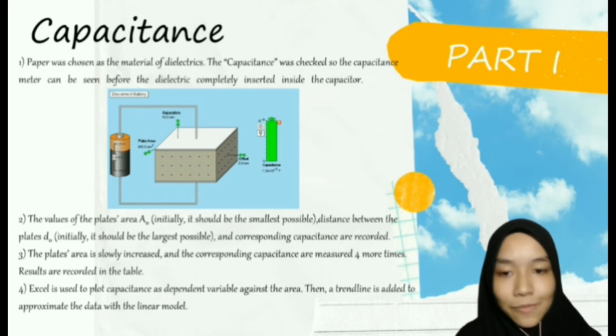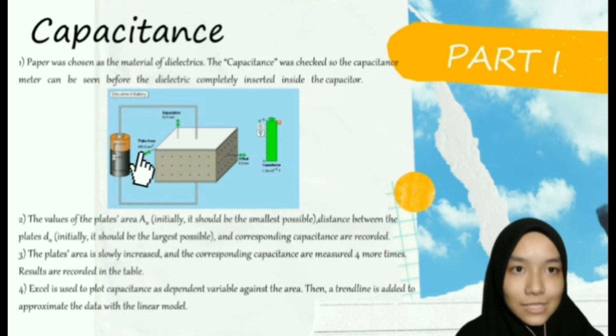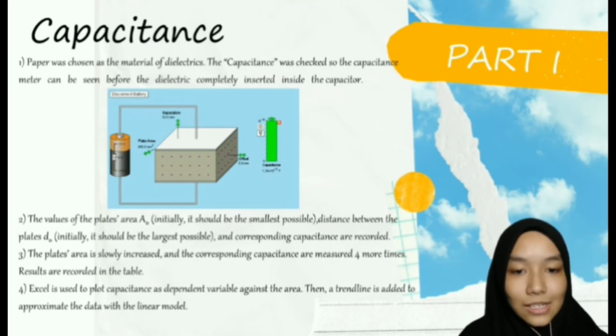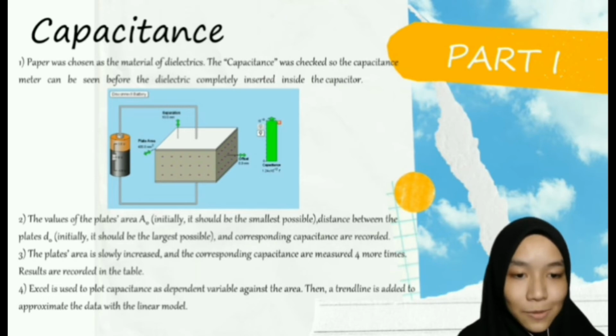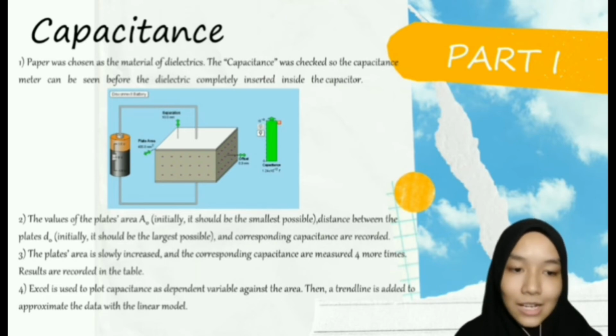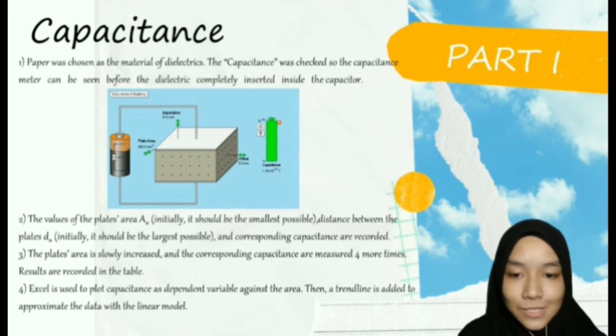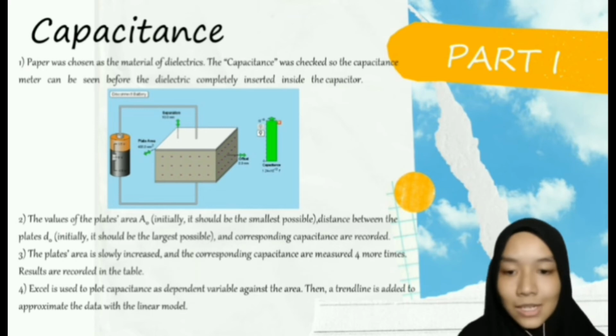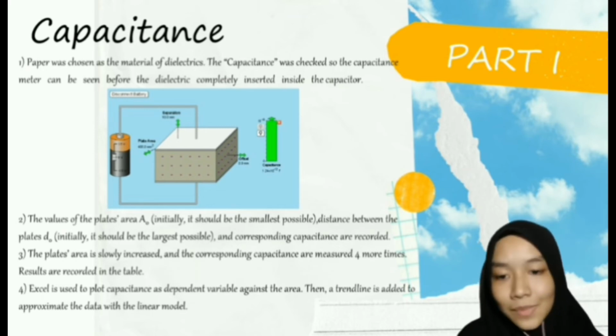these pictures below. Next, the value of the plate area should be as small as possible. The distance between the plates should be as large as possible, and the corresponding capacitance is recorded. Third procedure: the plate area is slowly increased and the corresponding capacitance is measured several more times. Results are recorded in the table.